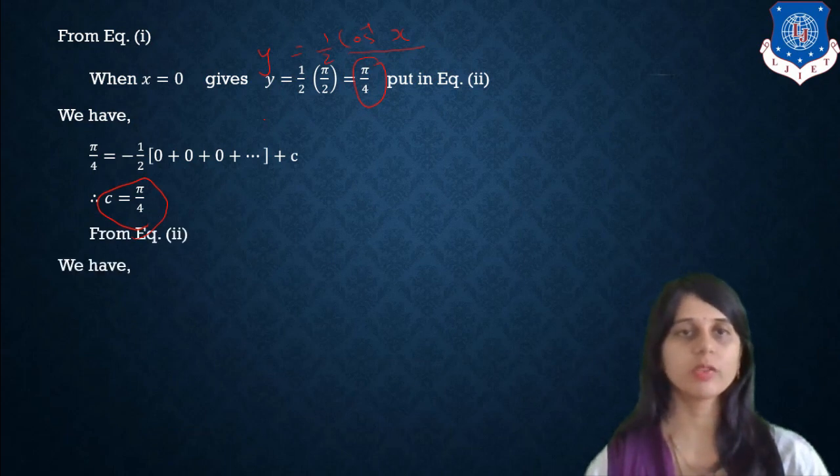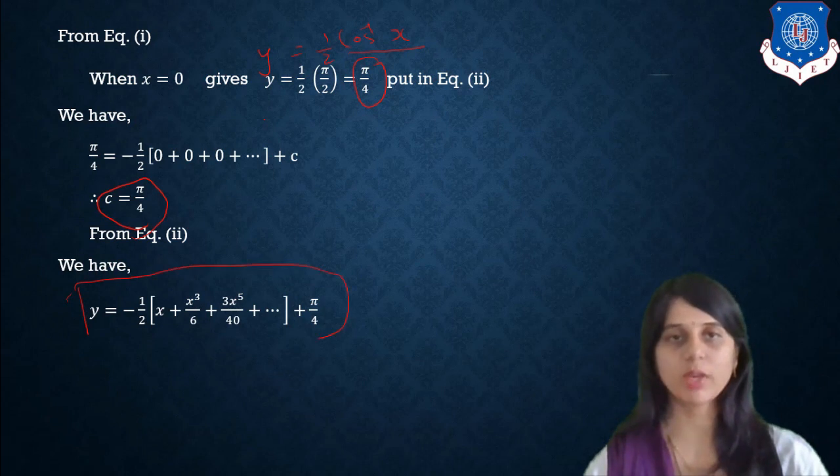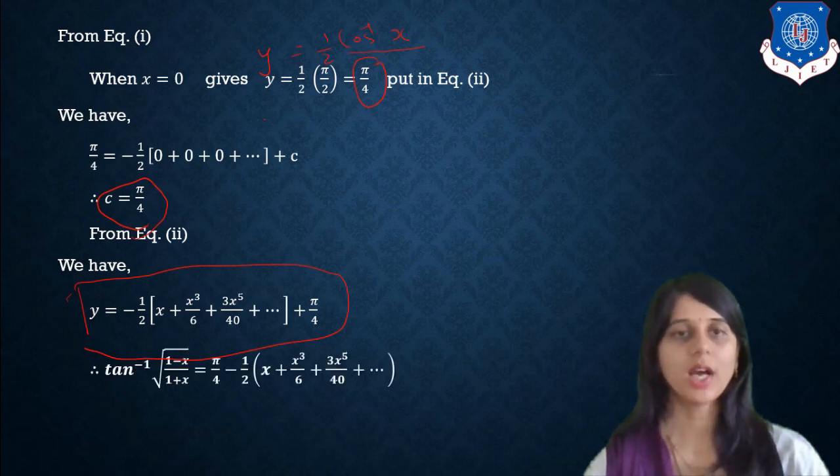So from equation 2, last answer of the y is minus 1 by 2 into x plus x cube by 6 plus 3 x raised to 5 upon 40 plus pi by 4. So this is the answer of the series for tan inverse under root 1 minus x by 1 plus x.